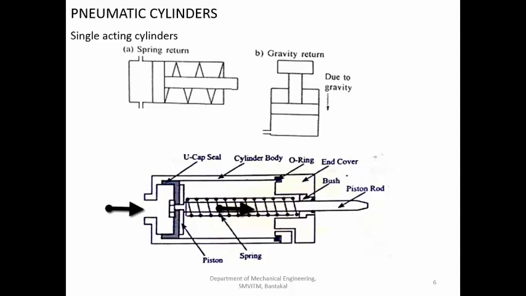When you want the piston to return, you simply stop the high pressure air supply here and allow the air to escape into the atmosphere. Then the piston will return backwards. So this is the construction of a single acting cylinder.